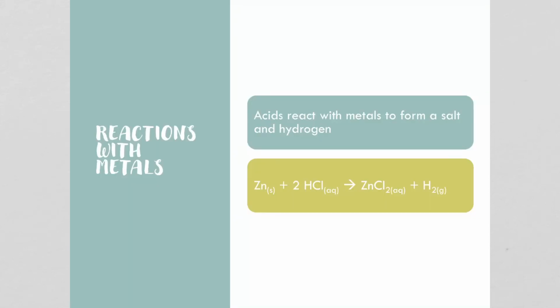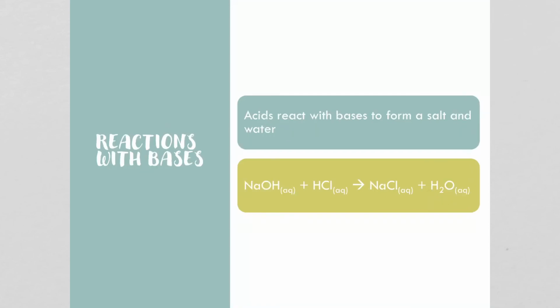So we're going to take a look at some of the reactions of acids. Remember, acids react with metals to form a metal salt and hydrogen. In this example, we have zinc reacting with hydrochloric acid to make zinc chloride and hydrogen gas. Acids will also react with bases, so they form a salt and water in the neutralization reaction. So sodium hydroxide and hydrochloric acid make sodium chloride and water. When you react an acid with a base, you always end up with a salt plus water.